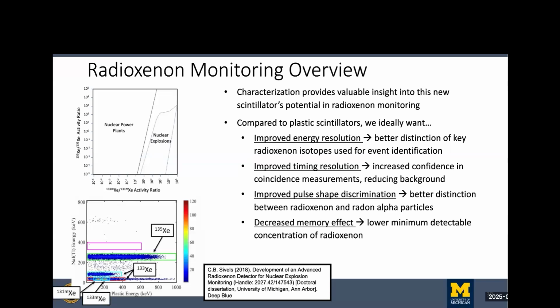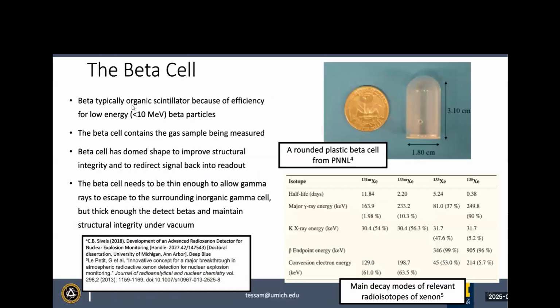Below is also illustrated the beta on the x-axis and gamma on the y-axis depositions of the different isotopes as a model of what we would be looking for with the organic glass. The beta cell itself would need to be an organic scintillator because they're much more efficient for low energy beta particles, yet it would also contain the gas sample being measured.